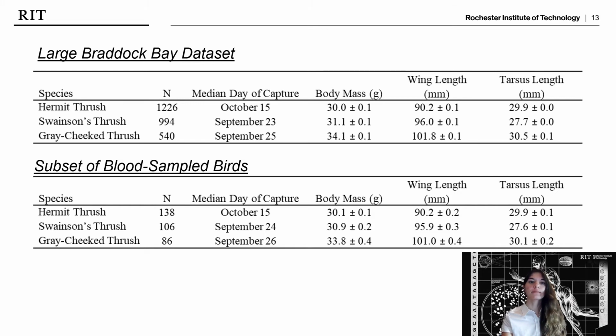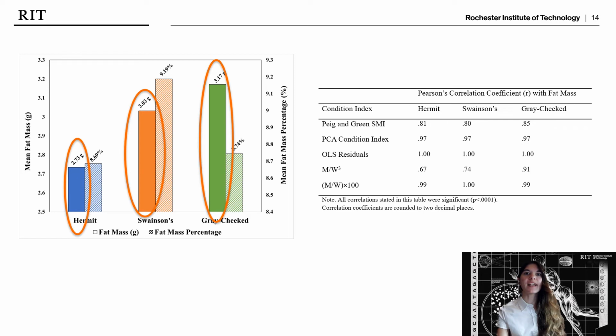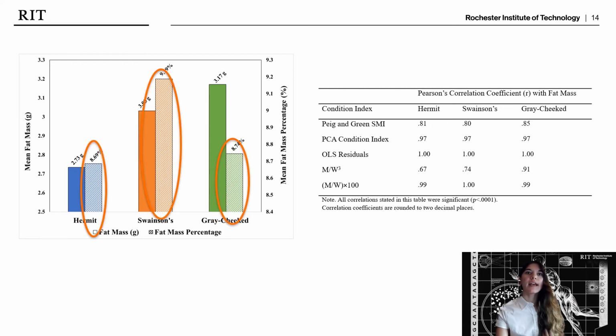These differences in migration timing could potentially affect how the different species are able to use Braddock Bay as a stopover site. This bar graph provides an overview of both the mean grams of fat mass we estimated for each species, as well as the mean fat mass percentage. Similar to the size ordering of species observed in our summary statistics, our estimates showed that hermit thrush had the fewest grams of fat, while gray-cheeked had the most.